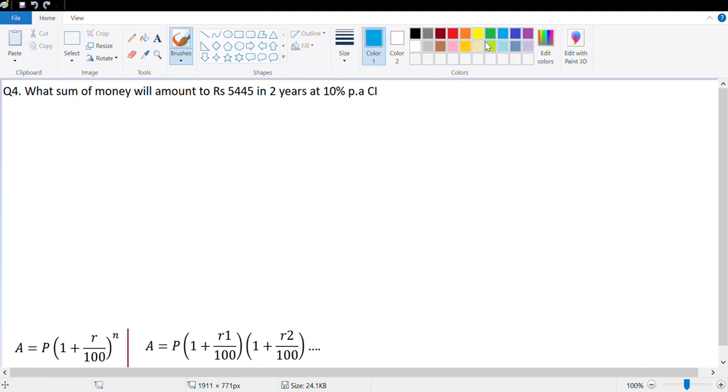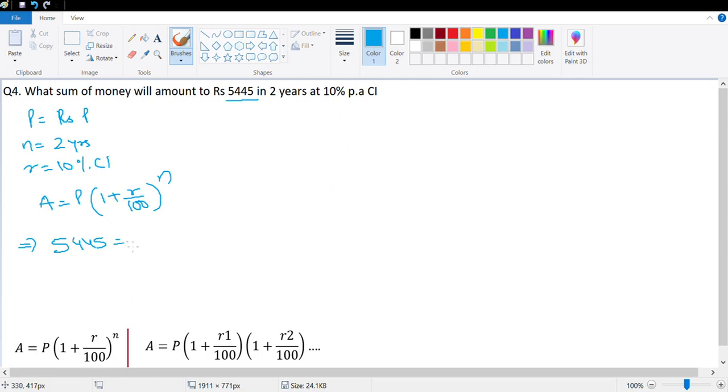The next one was question number 4. What sum of money will amount to rupees 5445 in 2 years? So let principal be rupees P, we don't know. N is 2 years and R is 10% compound interest. The only formula we know is A is equal to P times 1 plus R upon 100 raised to the power N. Let's substitute values. A is given as 5445. P we don't know. 1 plus 10 upon 100 raised to the power 2.